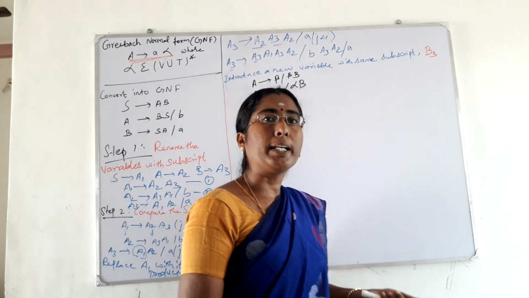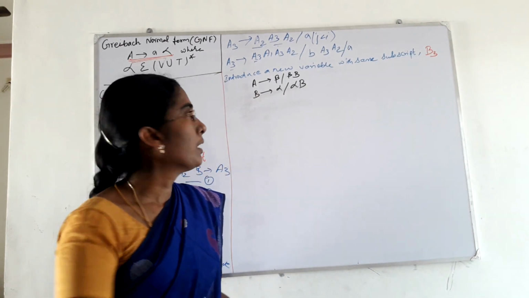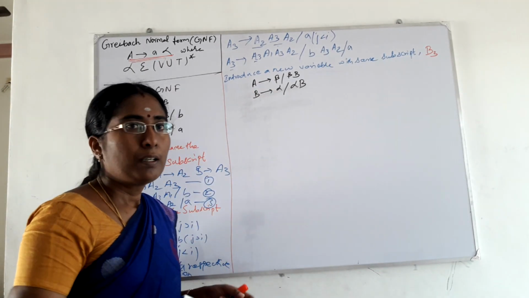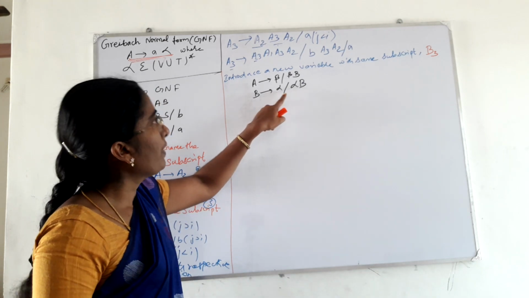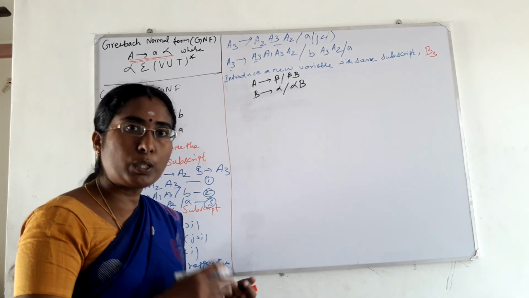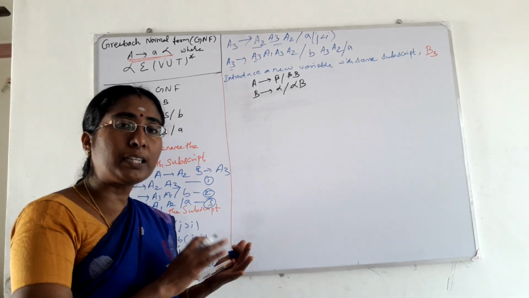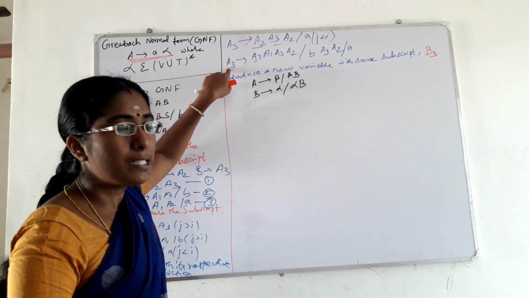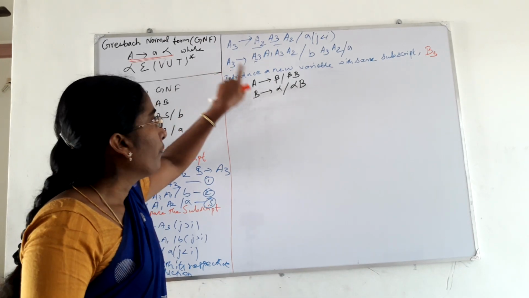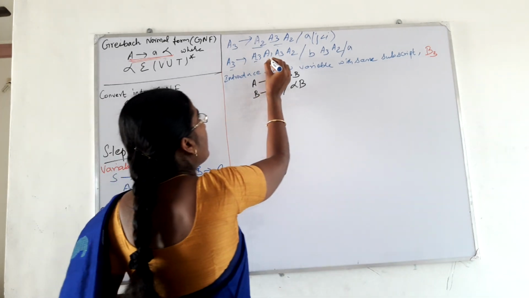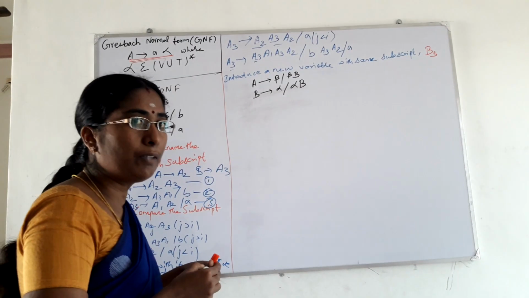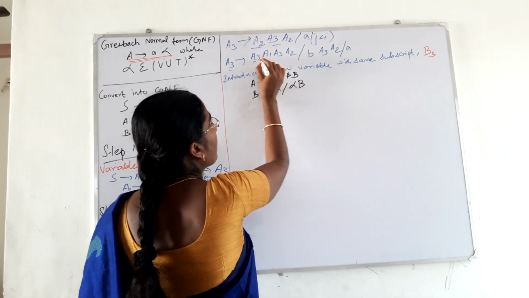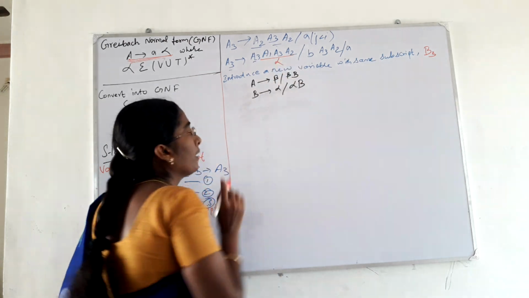What are the rules for writing the productions for A3 and B3? A implies beta slash beta B. Likewise, B implies alpha slash alpha B. Here, which one is called alpha? A and B are A3 and B3. Instead of A and B, we have the variables A3 and B3. And which one is alpha? After the variable which has the equal subscript, the remaining set of symbols or variables is called alpha.